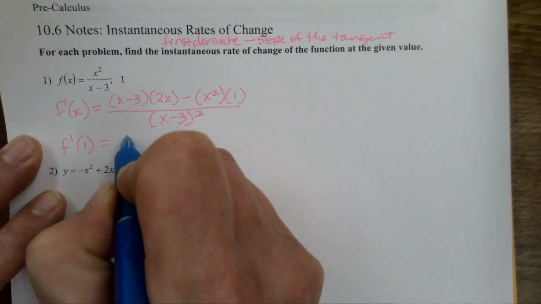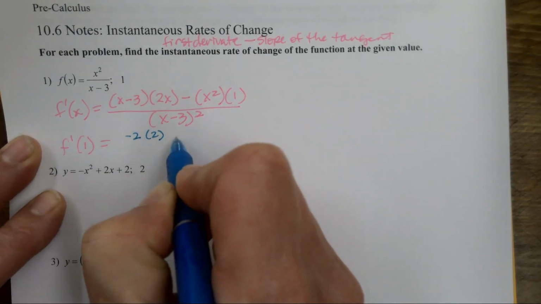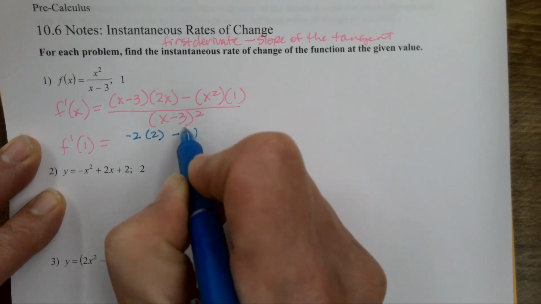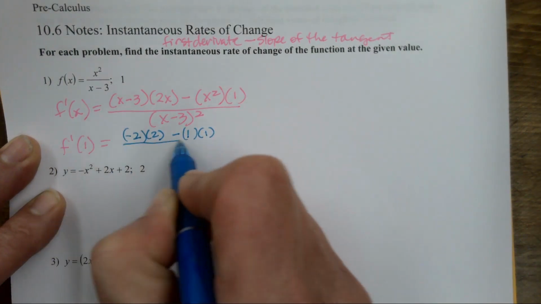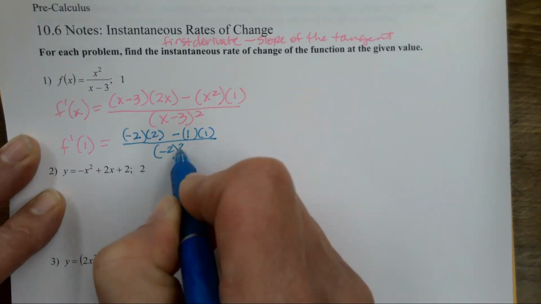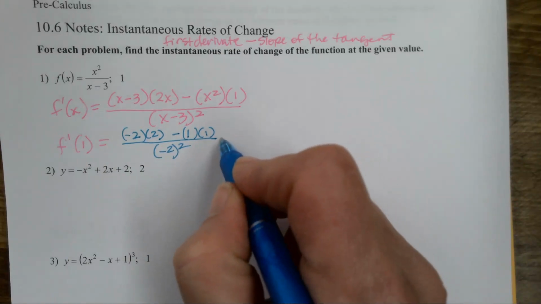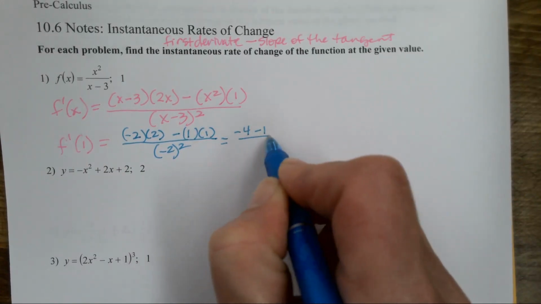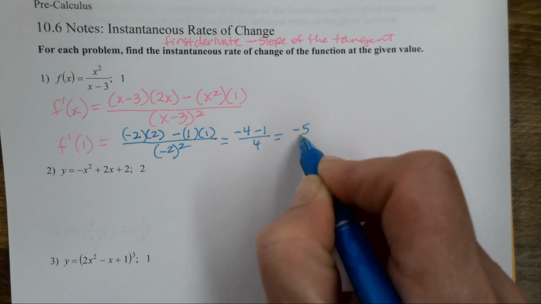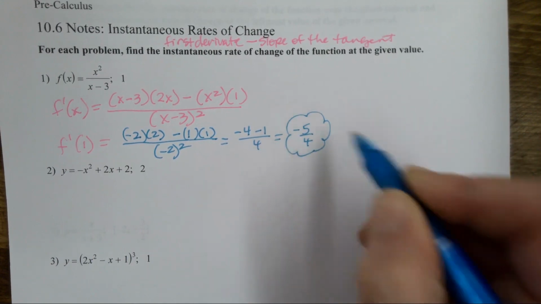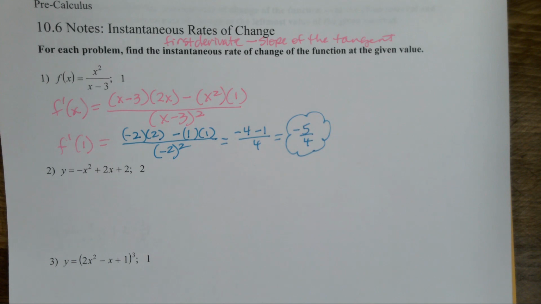So this would be -2 times 2 minus 1 times 1 over -2 squared. And again, that's just me plugging in 1. I get -4 minus 1 over 4, or -5/4. Final answer. That is the instantaneous rate of change. That is the derivative at x equals 1. That is the slope of the tangent at x equals 1. It is, again, all the same thing.